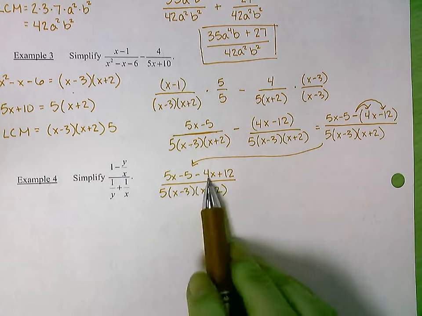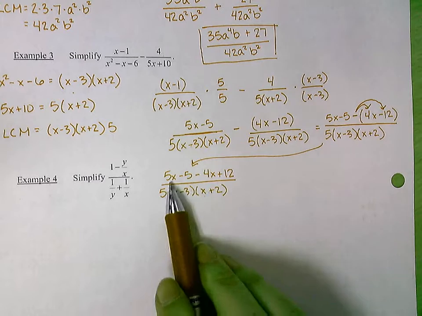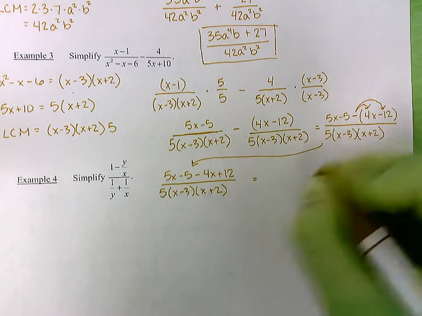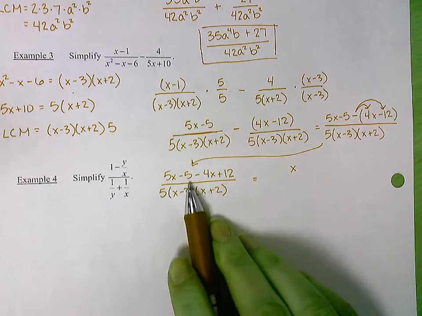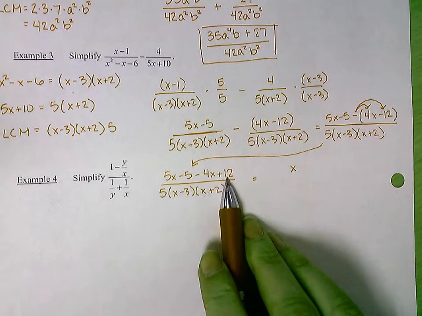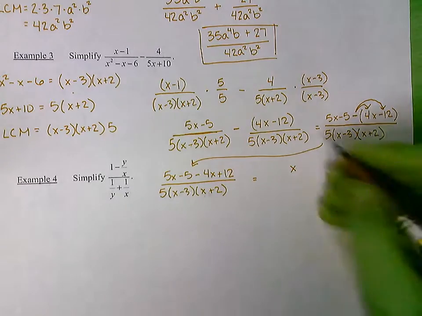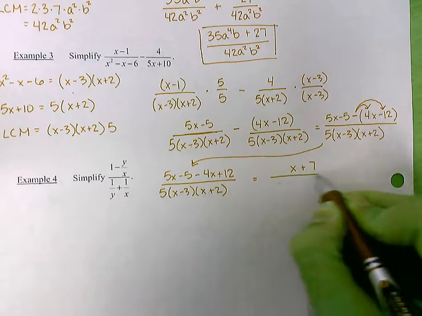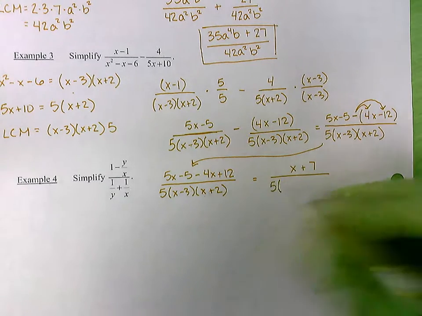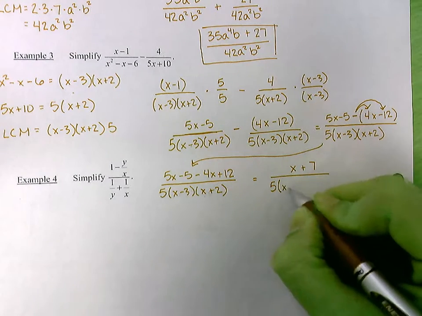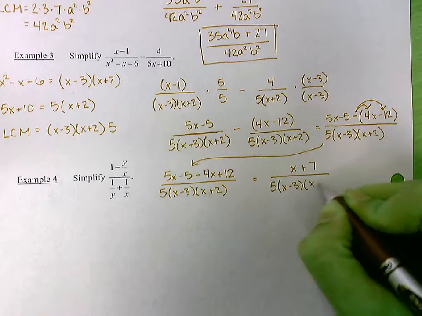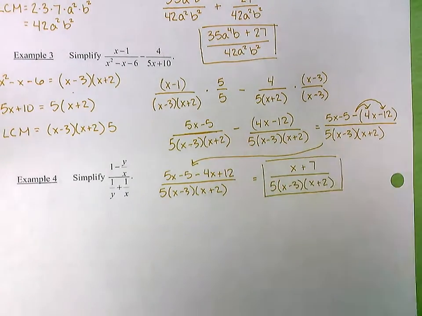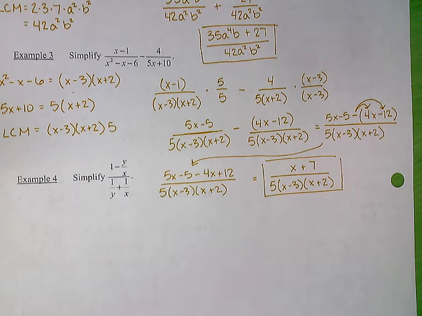Now I can combine like terms in that numerator. So I have 5x minus 4x. That's just x. And I have negative 5 plus 12. That's plus 7. And this is all over that common denominator of 5 times x minus 3 times x plus 2. And that would be your answer.